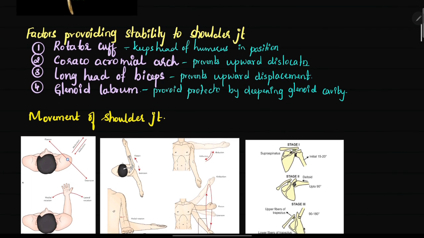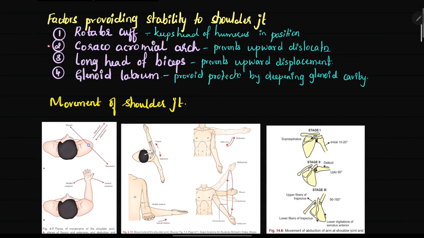around the shoulder joint. Factors providing the stability of the shoulder joint are: first one is the rotator cuff, which keeps the head of the humerus in position. Second one is the coracoacromial arch, which we have seen earlier. It prevents upward dislocation. Third one is the long head of the biceps, which also prevents upward dislocation. And the fourth one is the glenoid labrum, which provides protection by deepening the glenoid cavity.